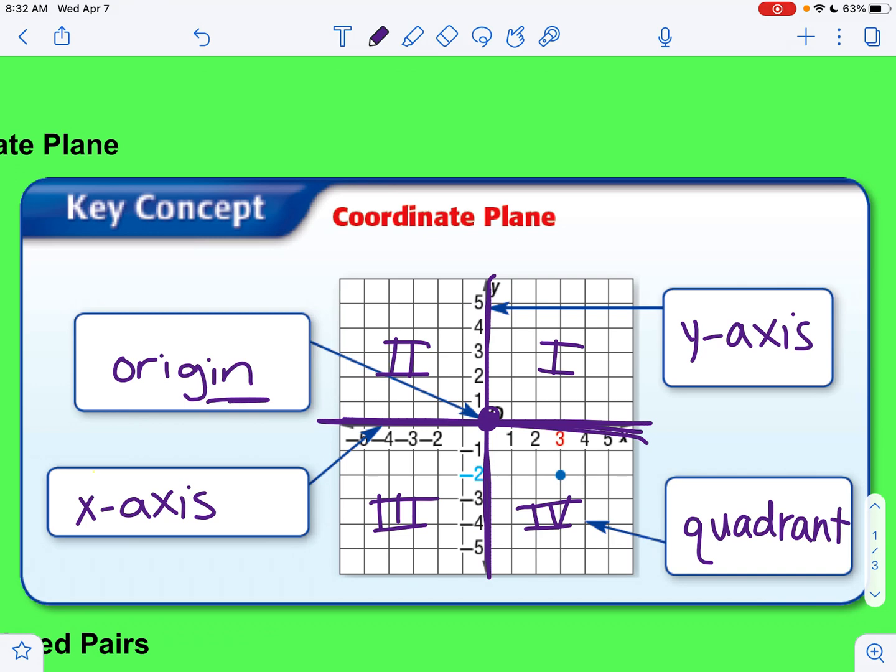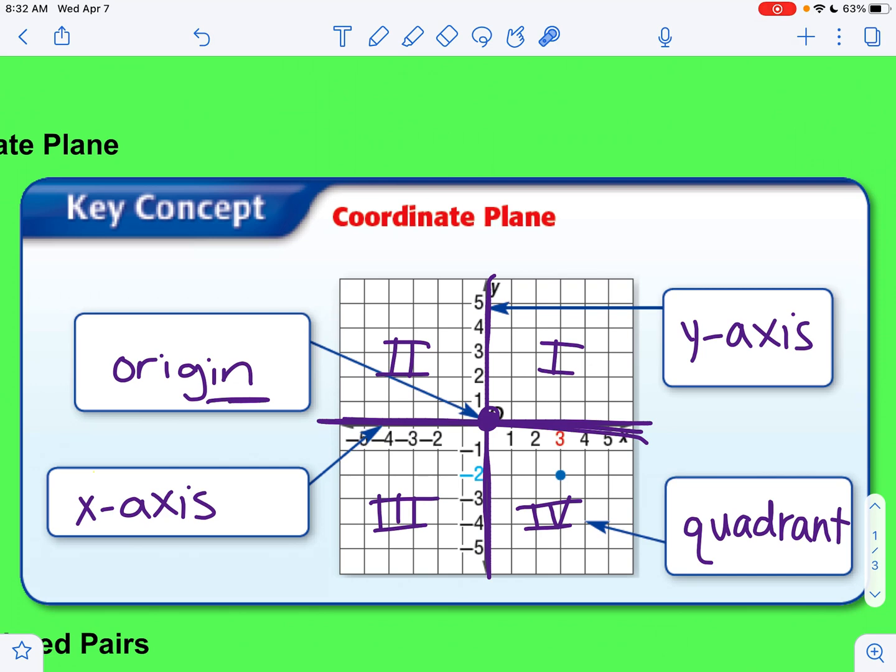If you notice, it looks like there are 4 different sections to our coordinate plane. Each of those 4 sections is called a quadrant. And I did write the names of each of the quadrants. We start in the top right one, this is called quadrant 1, and then moving over to the left, that's called quadrant 2, moving down, quadrant 3, and then lastly quadrant 4.